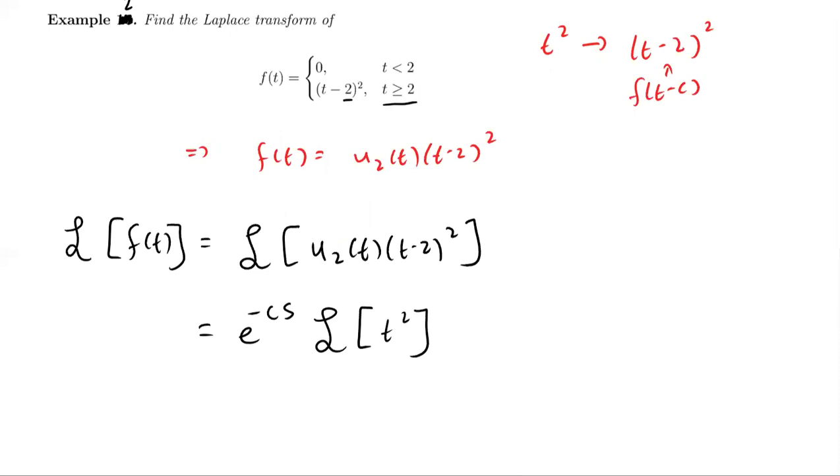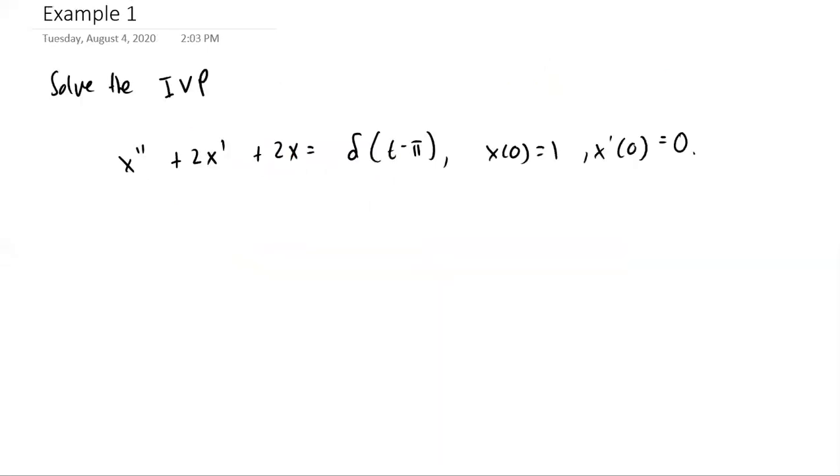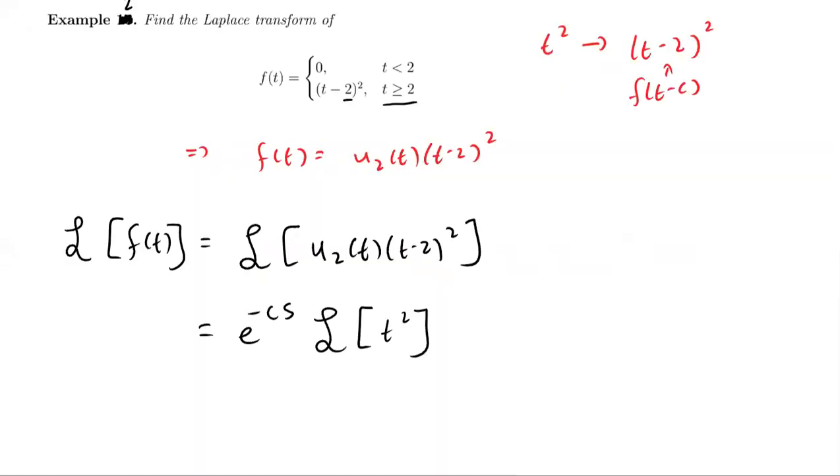We have a formula for this. If we go back to our notes to theorem 1, the Laplace transform of t squared is 2 factorial over s cubed, which is just 2 over s cubed.